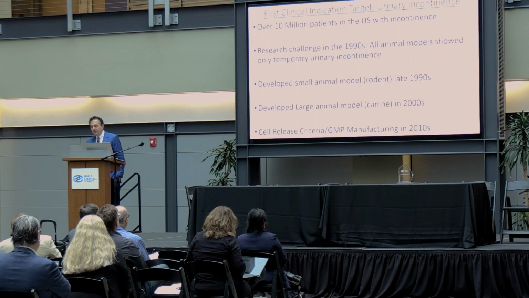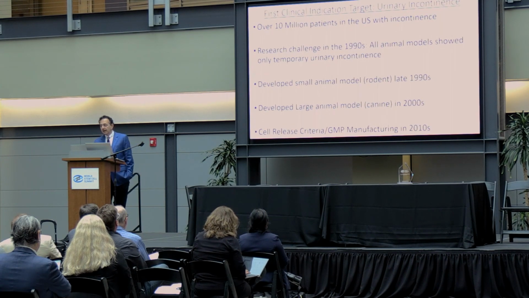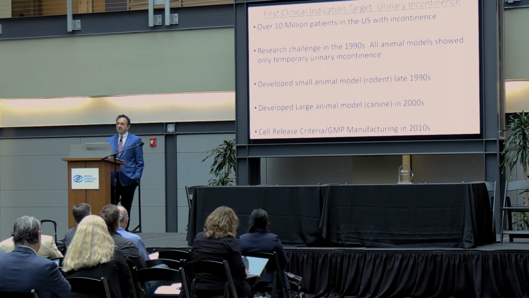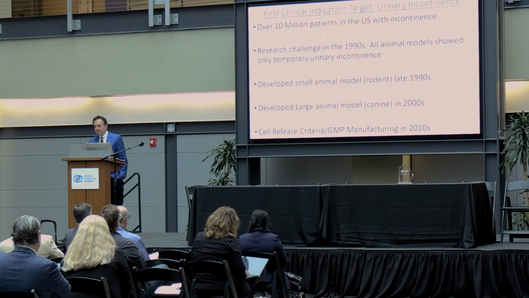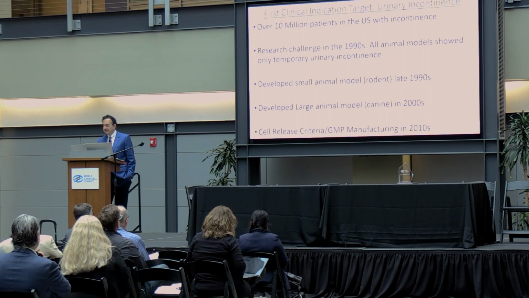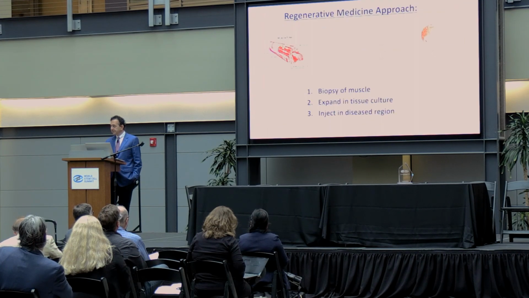In fact, we started aiming for urinary incontinence. We started looking at animal models to make sure that these technologies could work. Major challenge, there was no animal model that you could trust for urinary incontinence. So we had to spend several years building such an animal model. We developed small animal models, large animal models, and finally the release criteria. It took a long time to finally get these cells into patients.